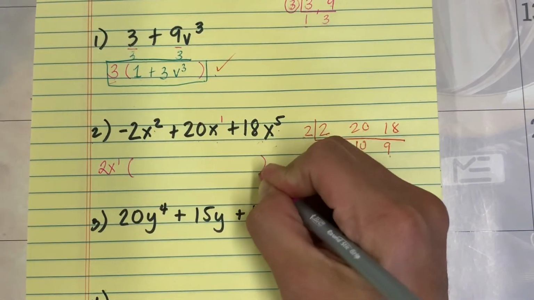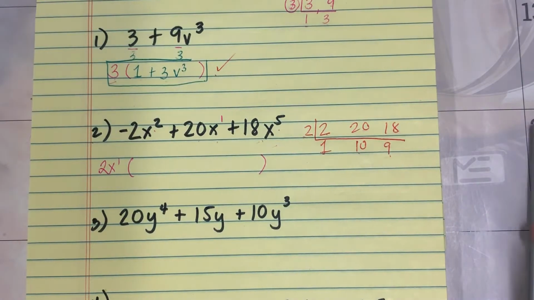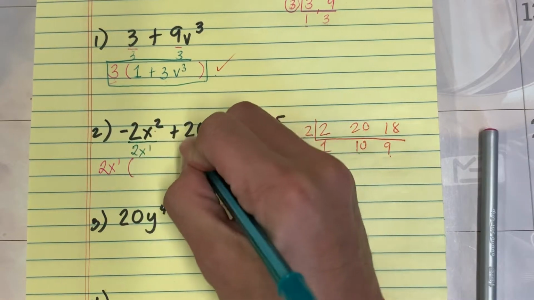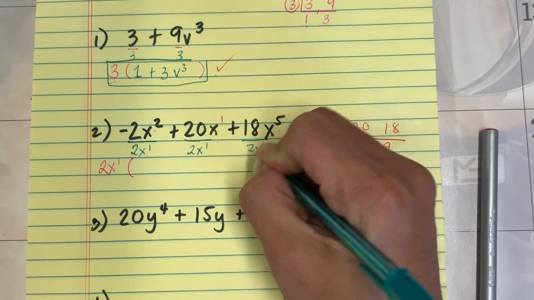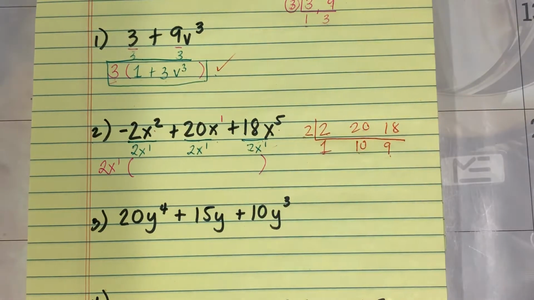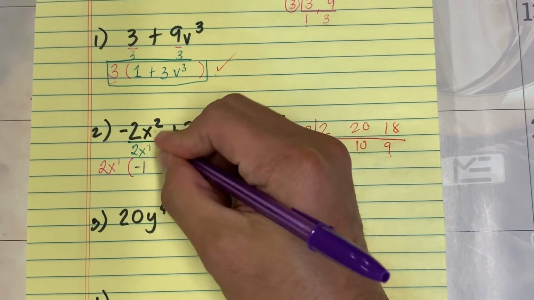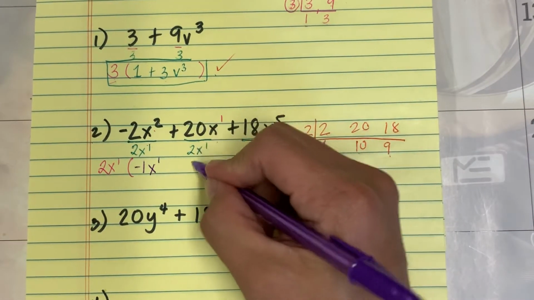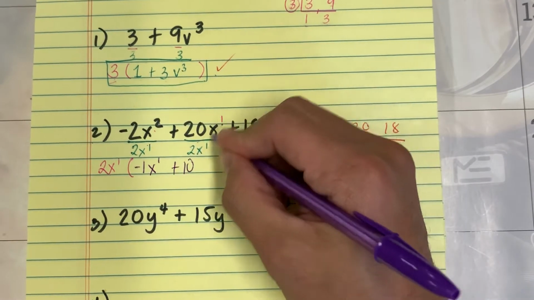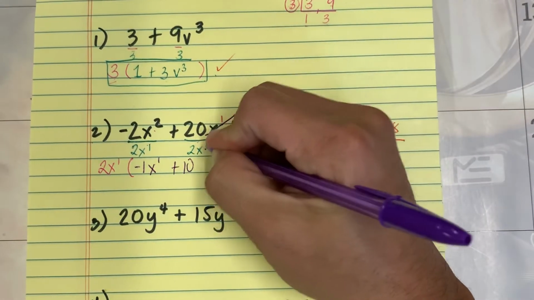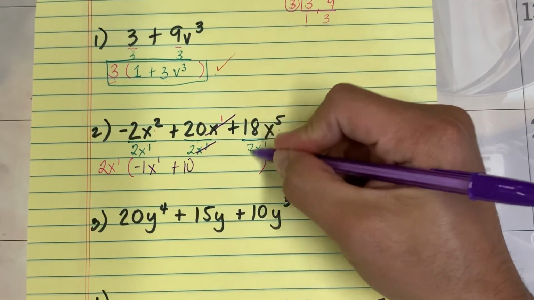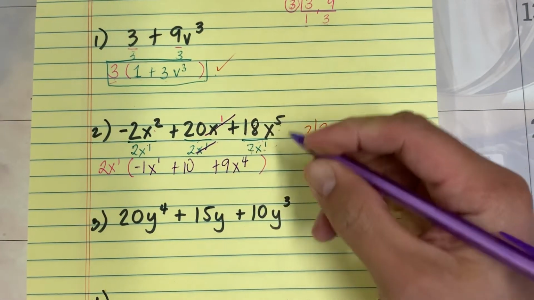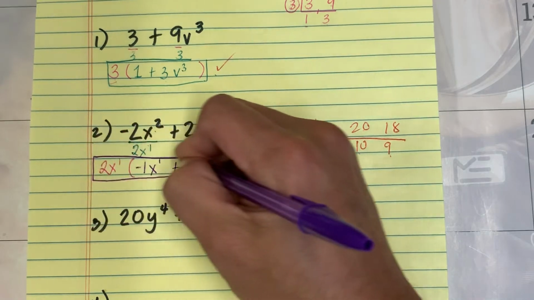So what will be inside our parentheses? Again, we divide by our GCF, which is 2x. Negative 2 divided by 2 is negative 1. x squared divided by x, we subtract the exponents: 2 minus 1 is x to the 1st. 20 divided by 2 is 10. x divided by x is crossed out. 18 divided by 2 is 9. x to the 5th divided by x is x to the 4th power. And there you have it, that's the answer.